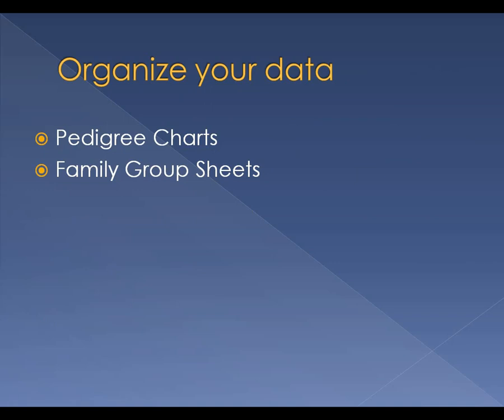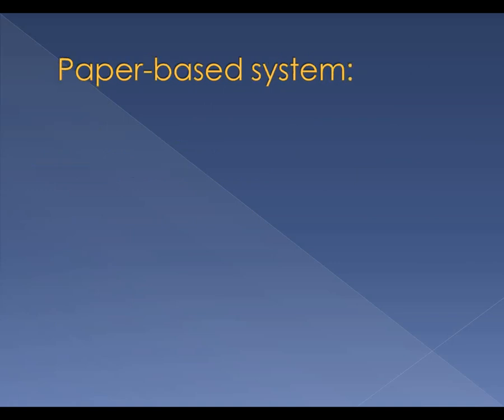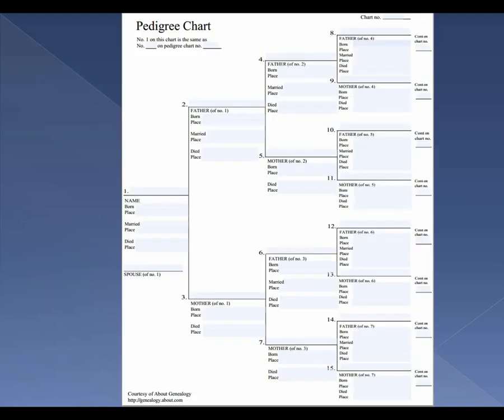Next, you're going to start organizing the data that you have, and I'm going to speak here specifically about using pedigree charts and family group sheets to organize the relationships that you've already identified. So let's say you want to use a paper-based system. You'll have pedigree charts like this, which you can find online, that you can fill in, showing yourself as the beginning with your spouse and each of your parents and grandparents and so forth.